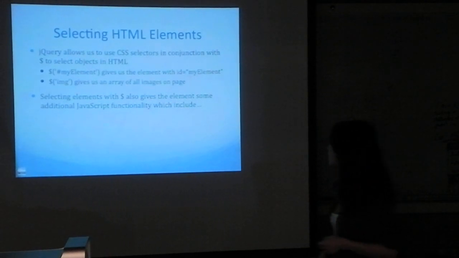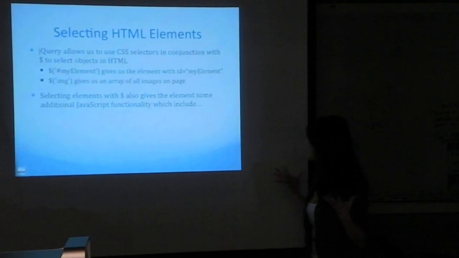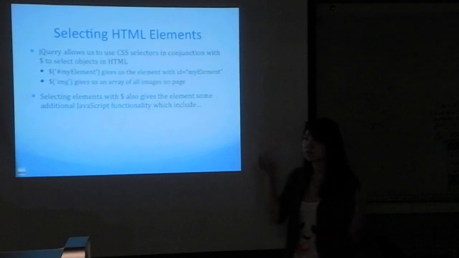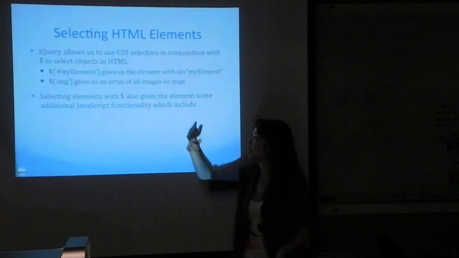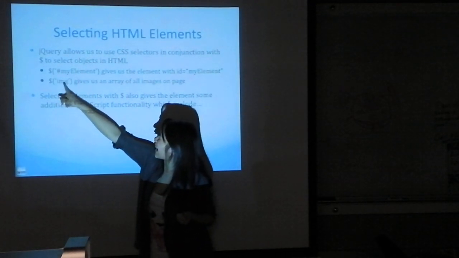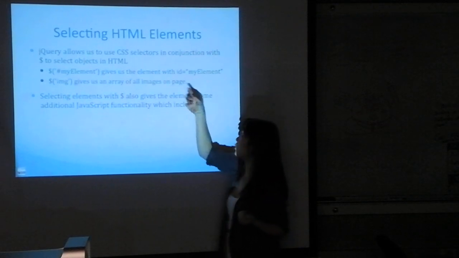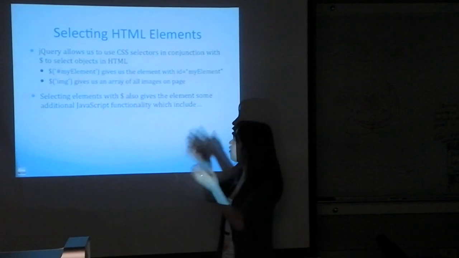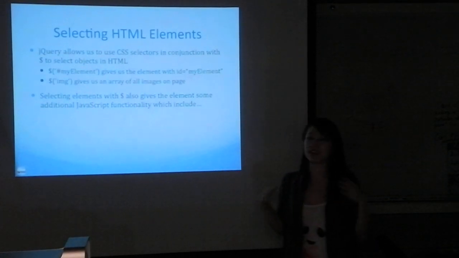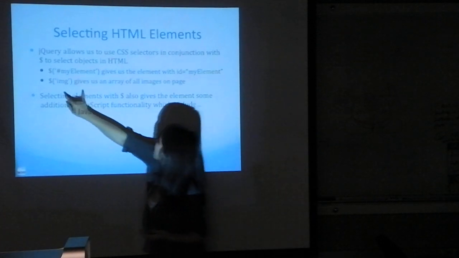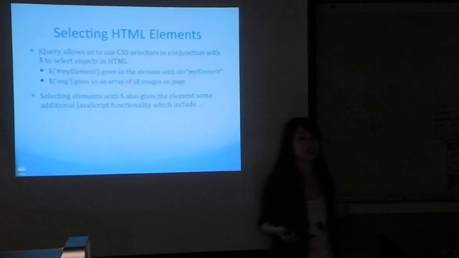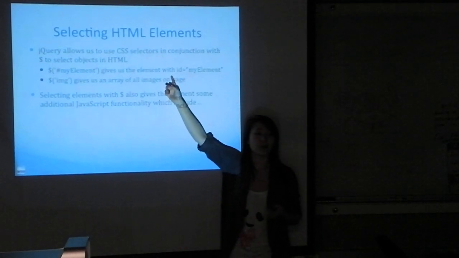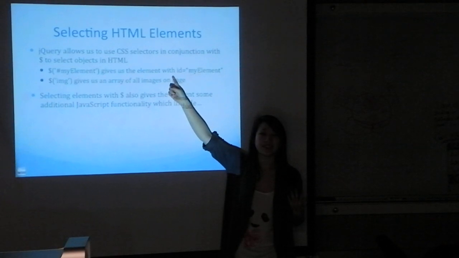Okay, so what I said before, it lets you use CSS selectors in conjunction with the dollar sign syntax to select elements. So dollar sign hashtag my element is an element with ID equals something, and then just using this plain image thing gives us an array, I mean a list, of all the images on the page, because there might be more than one image. But remember, why will this give us only one element as opposed to a list of elements, in theory?